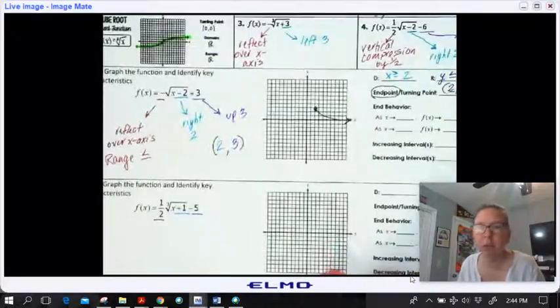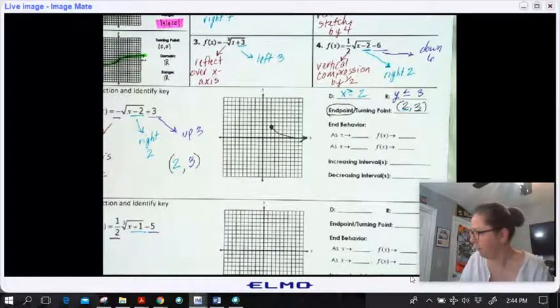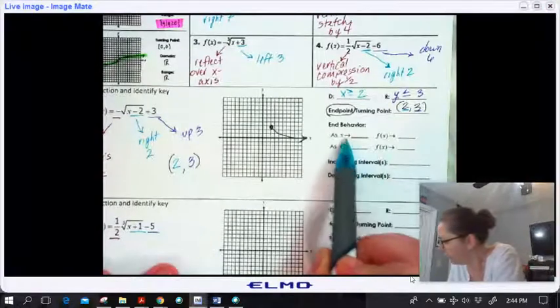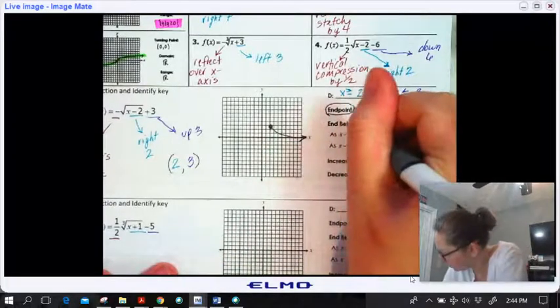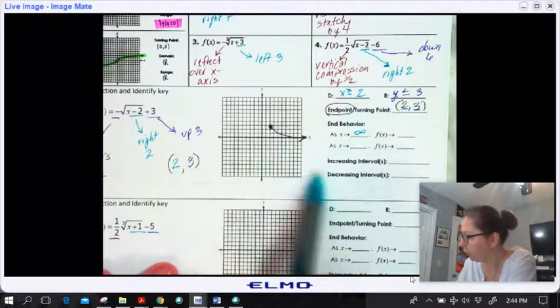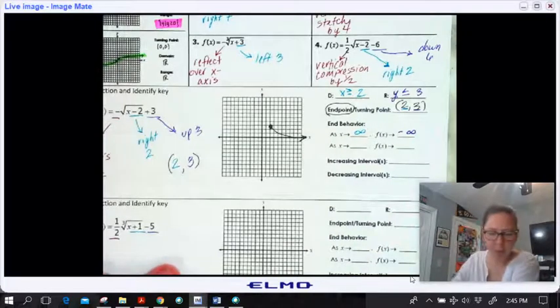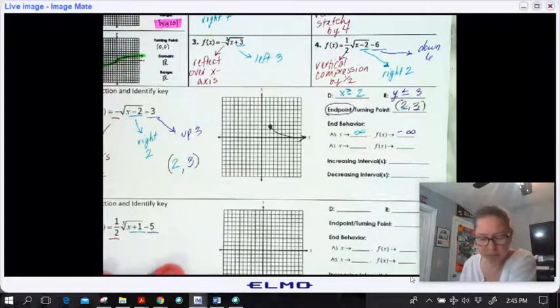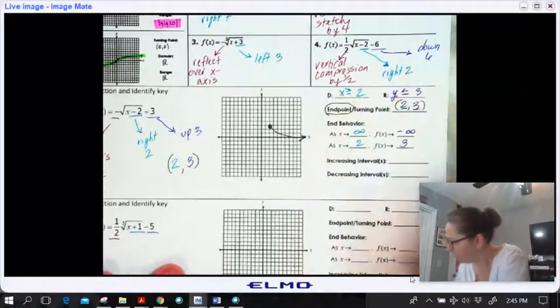All right. What about our end behavior? On the x side, let me go back to using my blue. As x is going to infinity, it's going to the right forever. What is the y value doing? The y value is going in a downward direction to infinity. And when x is at 2, f of x is at 3.